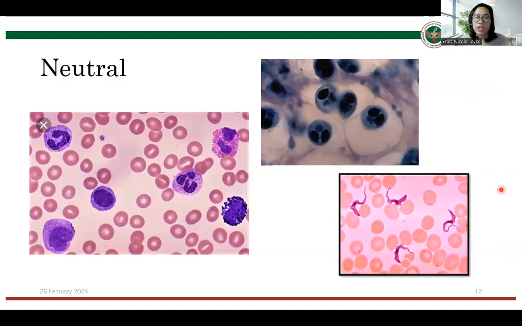This one is an example of a picture of a blood culture wherein the patient was infected with Trypanosoma, another type of parasitic infection, wherein the parasites are being stained with the component of your Giemsa stain that is attracted to the cells of the parasites.